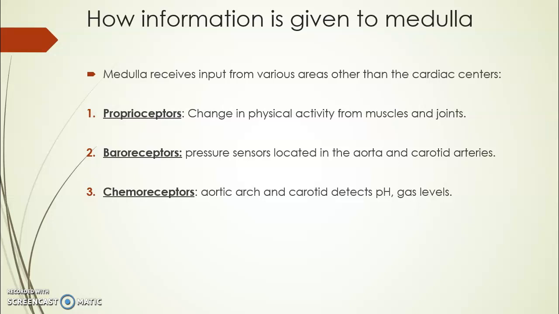Chemoreceptors are also going to be very important. These are going to detect pH changes. So blood gases, when we look at respiratory system, we're going to find are going to be very important to maintain the carbon dioxide and oxygen levels within the blood. So chemoreceptors are also going to be found within the vessels as well, mainly the aortic arch and the carotid as well.